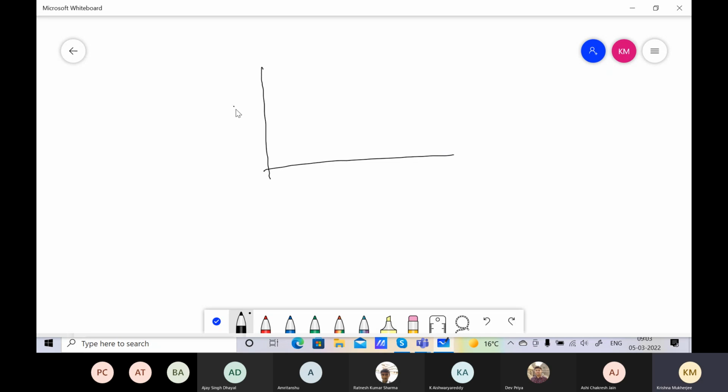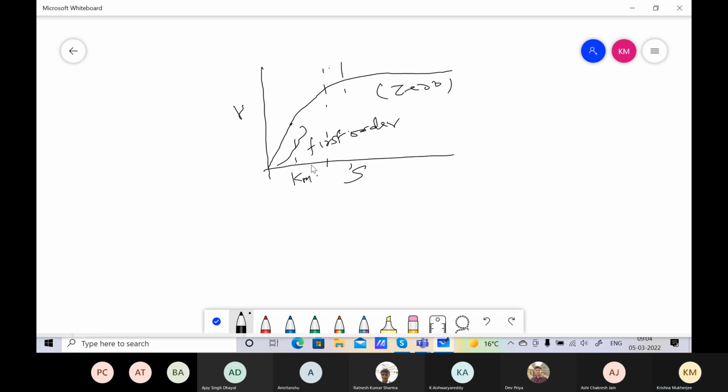I will illustrate it with a very simple mechanism. In enzyme kinetics, at some concentration of substrate, the reaction is zero order, and at low concentration this is first order. The transition from zeroth order to first order is actually determined by the value of Km. So the lower the Km, the later it transits from zero order to first order.